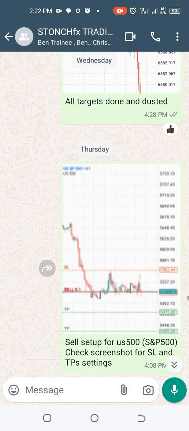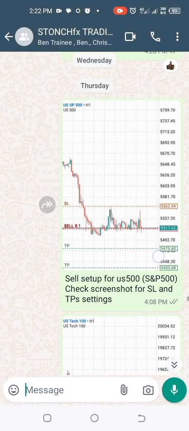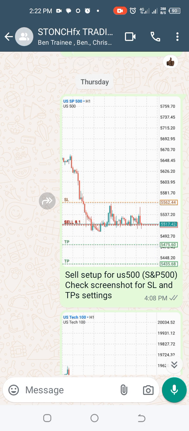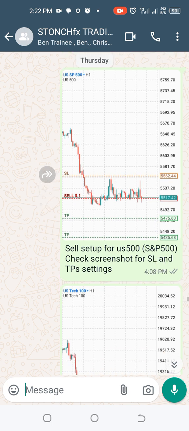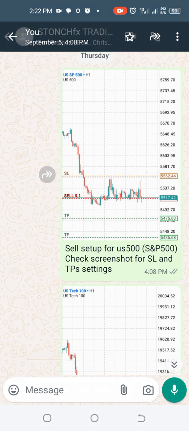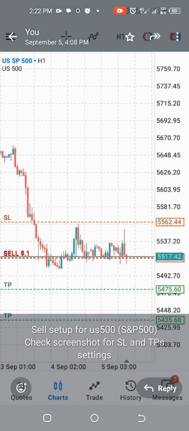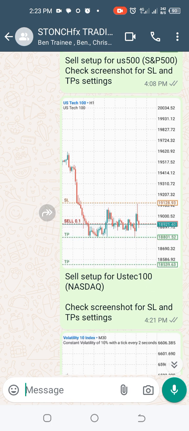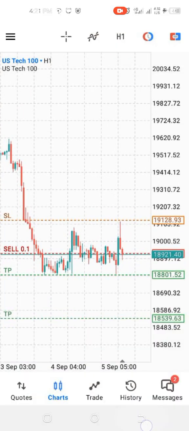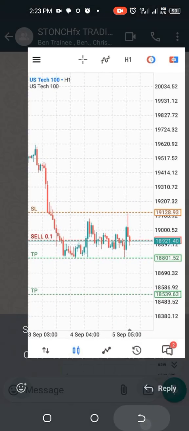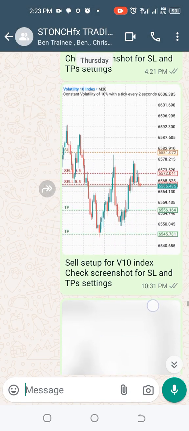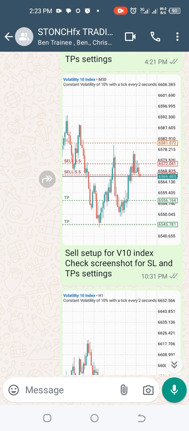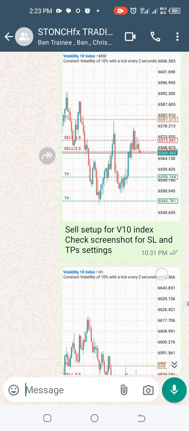So, no mixing words. I also gave a sell signal for US 500, which is S&P 500. Check screenshot for Excel and TP settings. I also gave a signal for US Tech 100, which is Nasdaq, with the screenshot for Excel and TP settings. I also gave a sell setup for V10 index.